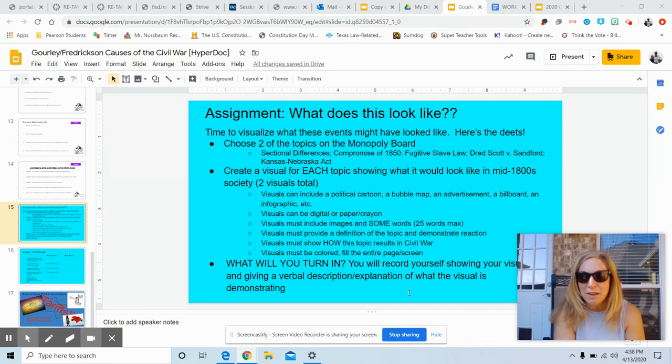So this week we are wrapping up the Monopoly board / causes of the Civil War. I kind of feel like we've been doing this for a really long time, but I also know it's a whole lot of information, and I hope you have gotten a lot of the reasons behind the fighting of the Civil War, that there were specific events that led to the Civil War, but also that there were these overarching concepts that really were dividing the nation.